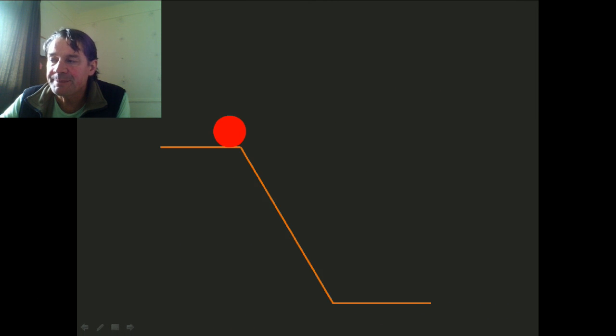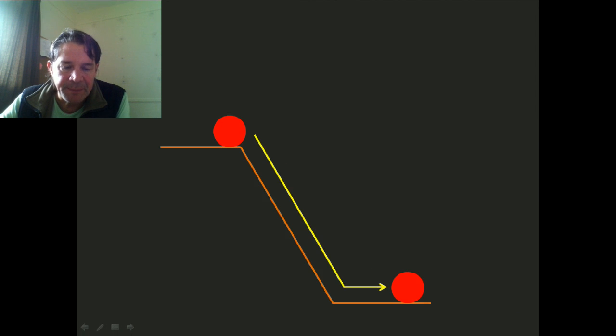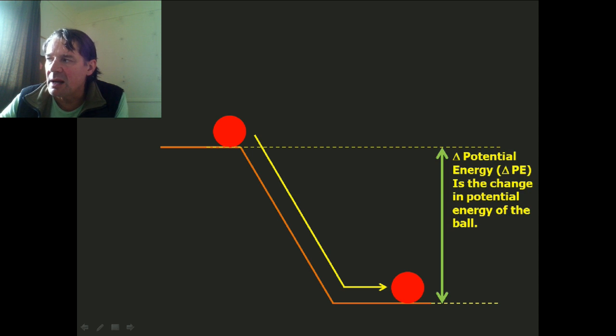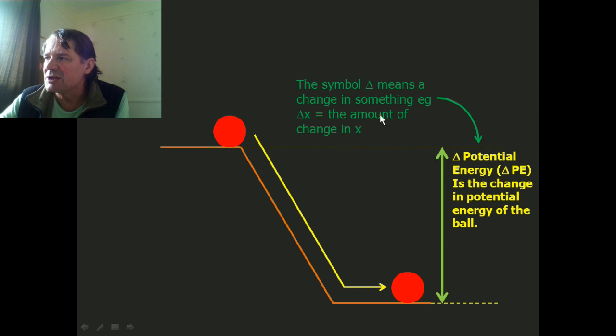If I had a ball at the top of the hill and rolled it down to the bottom, we can see that there are 2 gravitational potential energy levels, the one from the top and the one from the bottom. The change in potential energy, delta PE, is the change in potential energy of the ball.